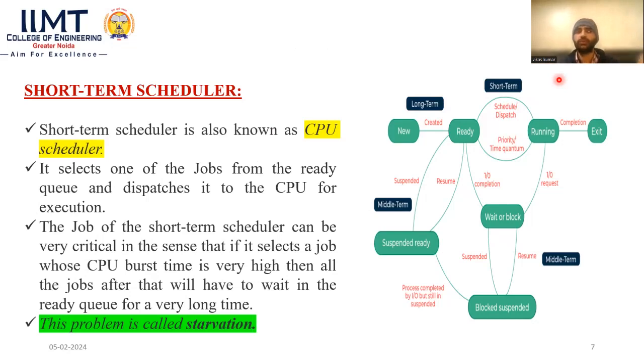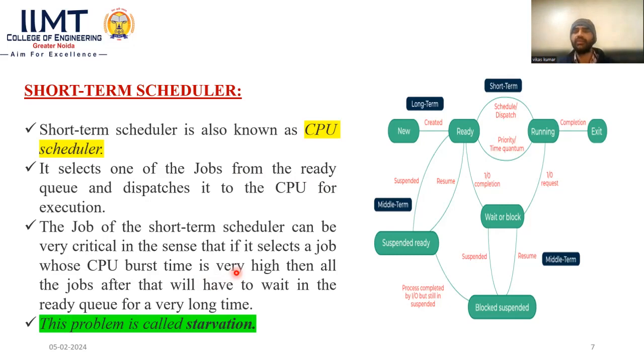It selects only one process from the ready state according to the scheduling algorithm. What type of scheduling algorithm are we using? If we are using shortest job first scheduling, then we select the job with the shortest burst time. If we are using longest job first, first come first serve, multilevel feedback queue, or priority scheduling, there are multiple types of scheduling algorithms in operating systems. According to the CPU scheduling algorithm used, the short-term scheduler selects that particular process and then dispatches or schedules it to the running state.